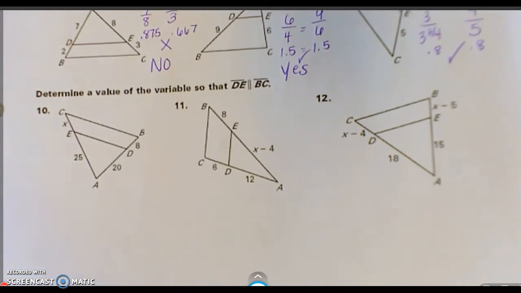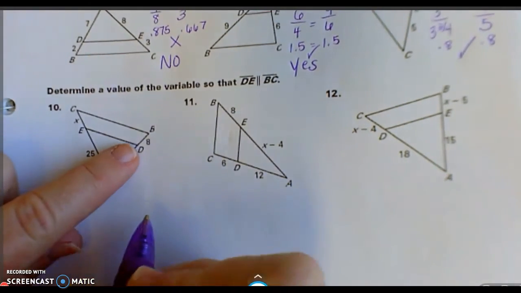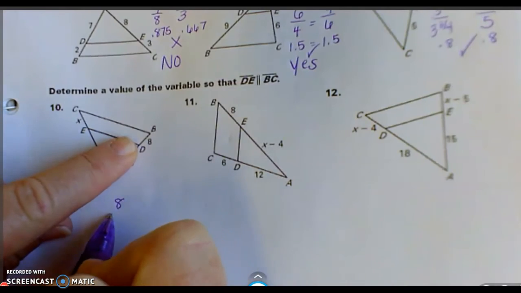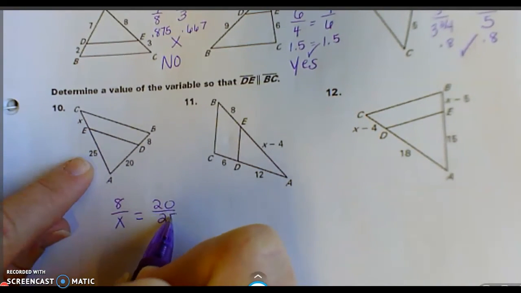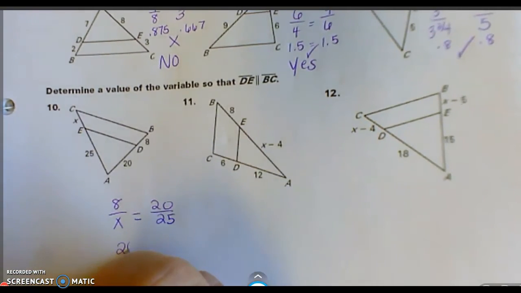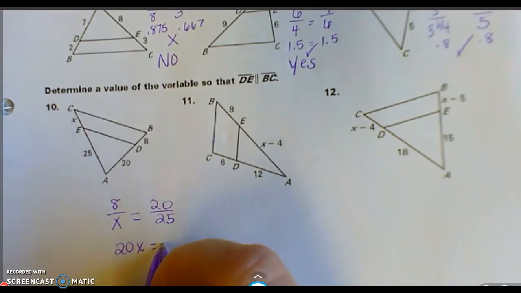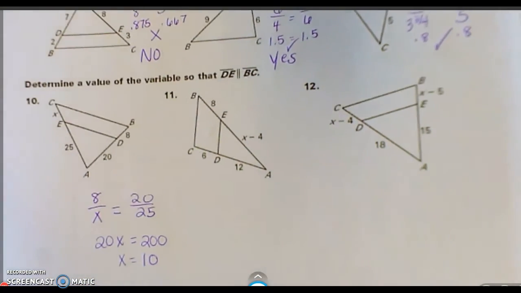And then lastly, it says determine the value of the variable to make it parallel. In order to do that, you just set it up the way that we have been and solve for x. So they're parallel as long as the sides are proportional. So 8 over x equals 20 over 25. Cross multiply, so you have 20x equals whatever 25 times 8 is. Divide by 20, and so x is 10.